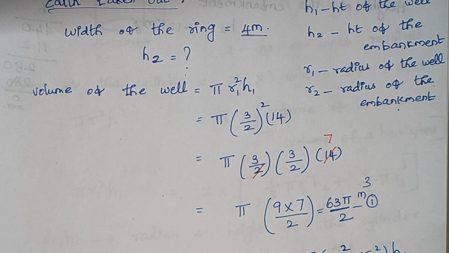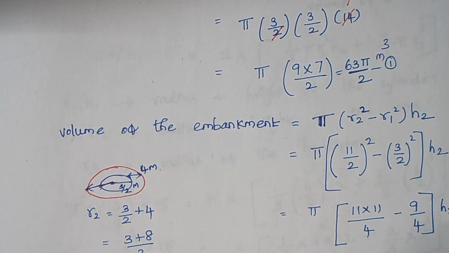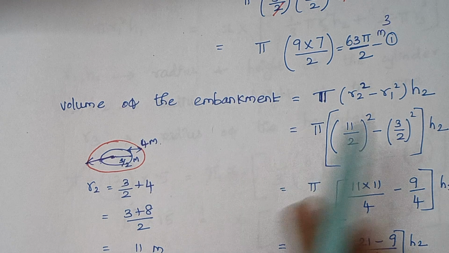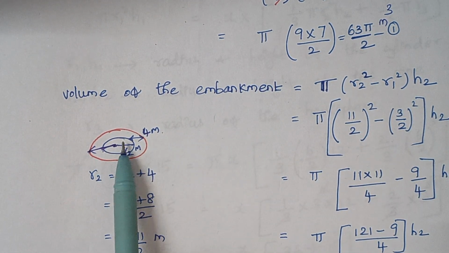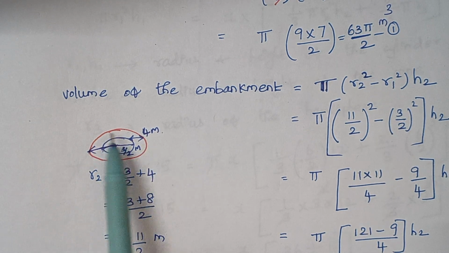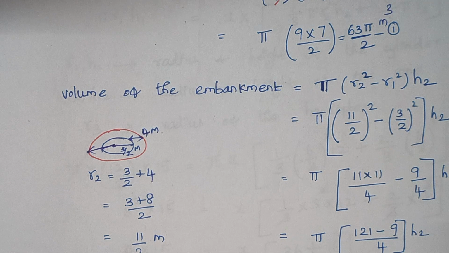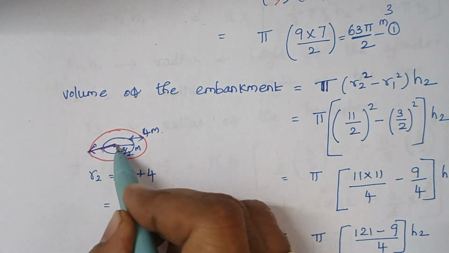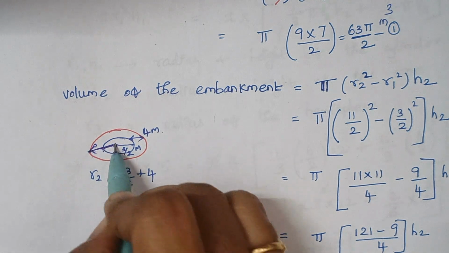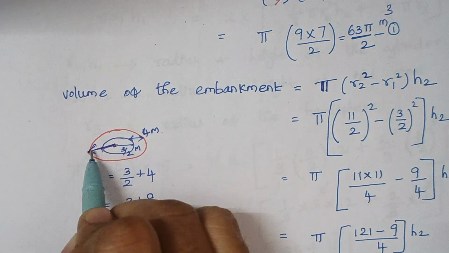Now we are going to find the volume of the embankment. Again you just look at this diagram. This is the well, this is the circumference of the well and this is the circumference of your embankment. Now we have to find the radius of the embankment. So obviously this is the radius, right? The radius is the line which connects the center to a point on the circumference. So this is the radius of the embankment.